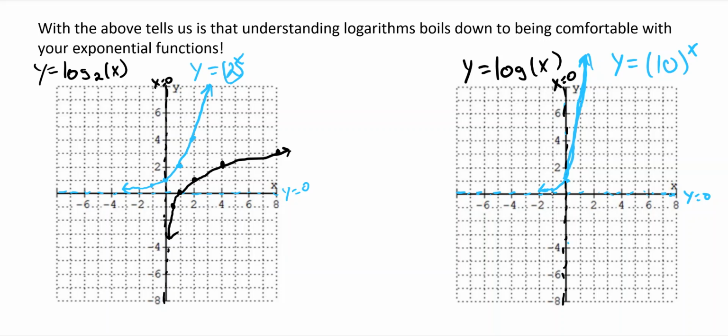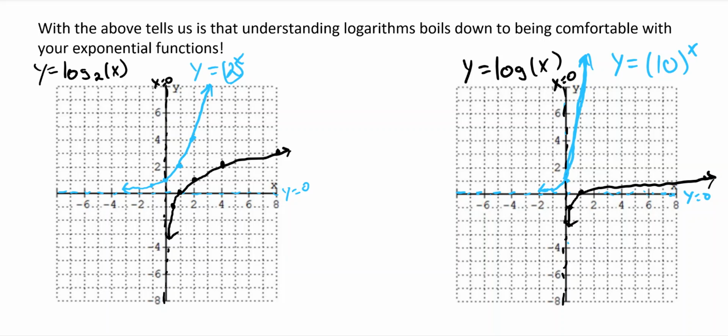negative 1, 1/10. So that means 1/10, negative 1. So something like that will be a point on our common logarithm. 0, 1 is a point on our exponential function, so 1, 0 is a point on the common logarithm. And 10, 1 is a point on the common logarithm, so something all the way out here is going to be a point on our common logarithm. And you end up with a graph like this.